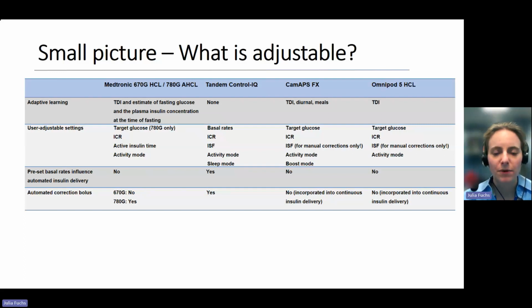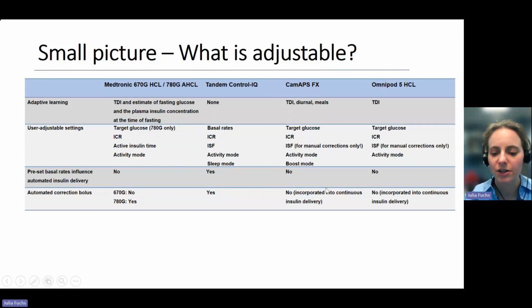So when you're diving into the small picture, I would say that's the time to remind yourself about what's adjustable in the different systems and sort of how they work. And that's when your cheat sheets will really come in handy. This is just something that I made, and it's not complete by any stretch of the imagination, but it's just a sort of way of thinking about it, I guess.